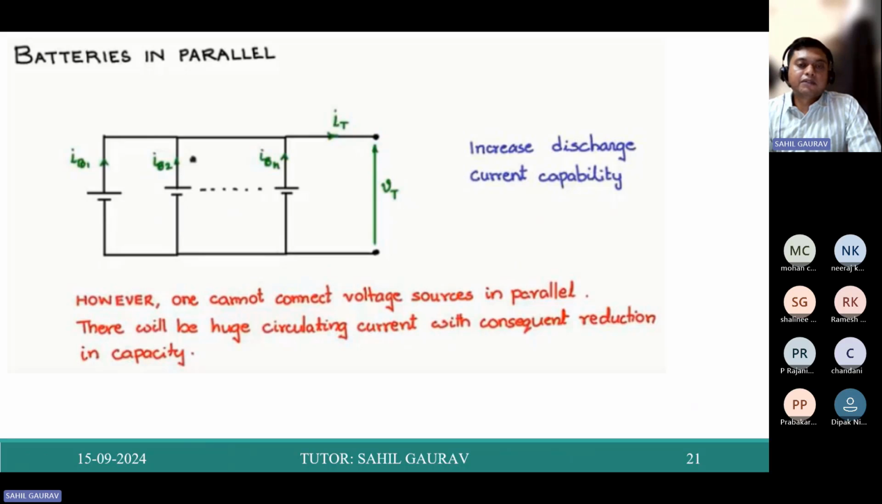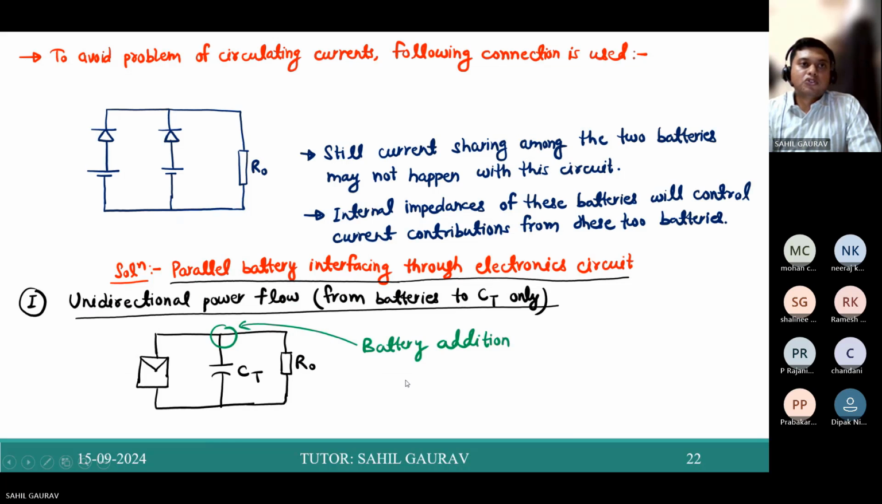Even if the batteries come from the same manufacturer, they have different voltage levels. So there will be a huge circulating current with consequent reduction in capacity. To avoid the problem of circulating current, the following connection can be used. Here we have used a diode through this battery. Is it a feasible solution? No, it is not quite a good option.